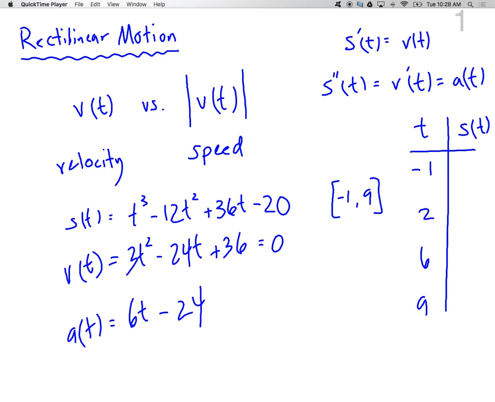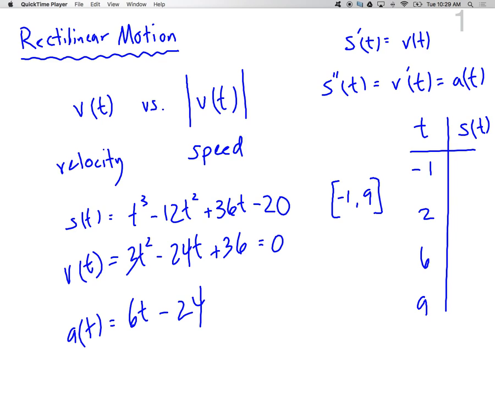Now I need the position function. You can find the position function a couple different ways. You can manually sit there and type in -1, 2, 6, and 9, or you could put that into y1 and look at a table. You could do it a bunch of different ways, but I need to know where it is at -1, 2, 6, and 9. Go ahead. And I would suggest you use your calculators.